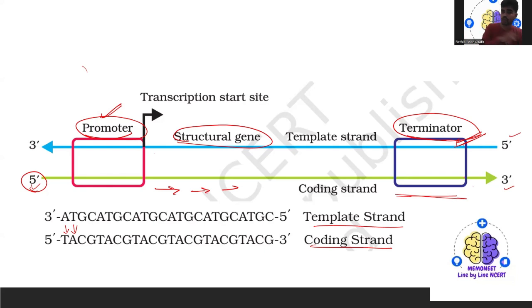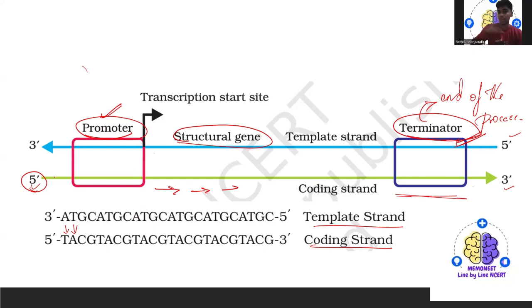So if you want to make it reverse, transcription could also happen with the help of the terminator. And the terminator is considered to be the end of the process, that is, the end of the synthesis process. Additional regulatory sequences will also be there. They may be present upstream or downstream of the promoter.